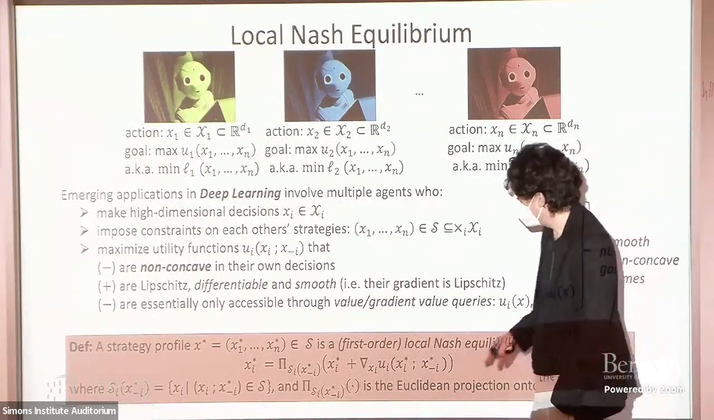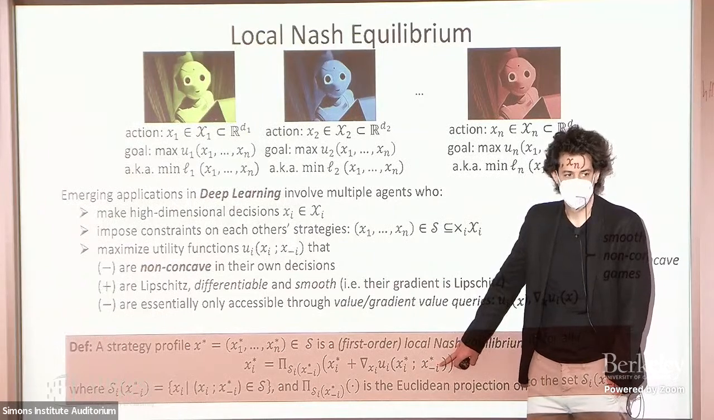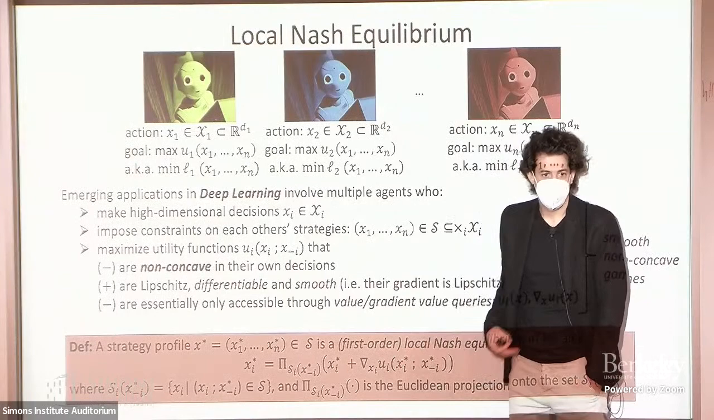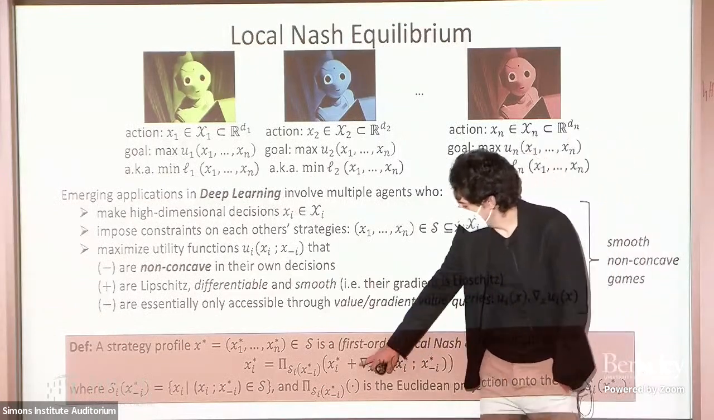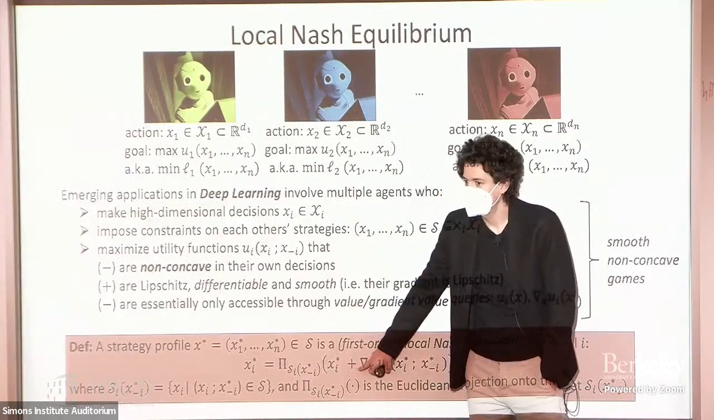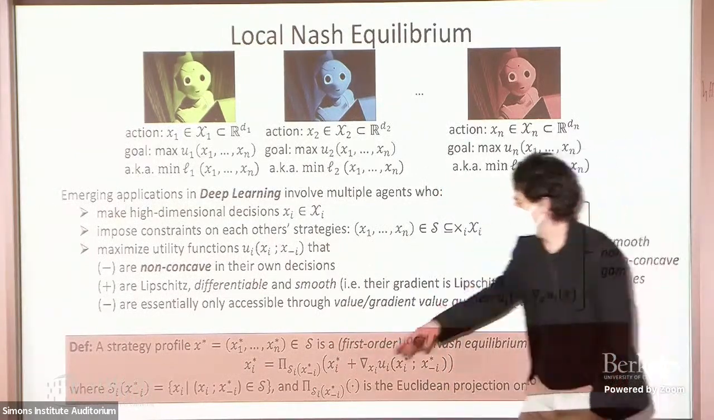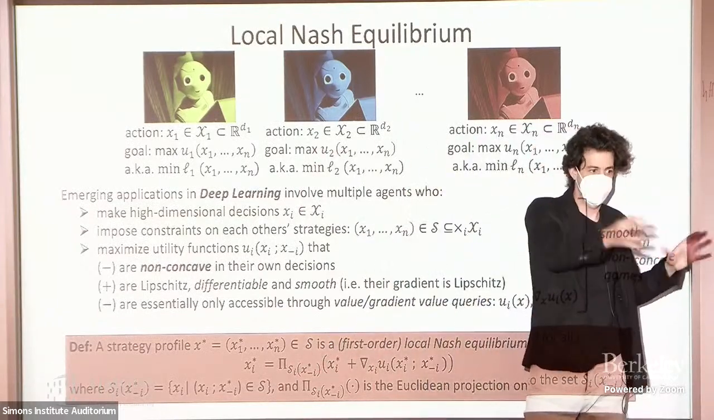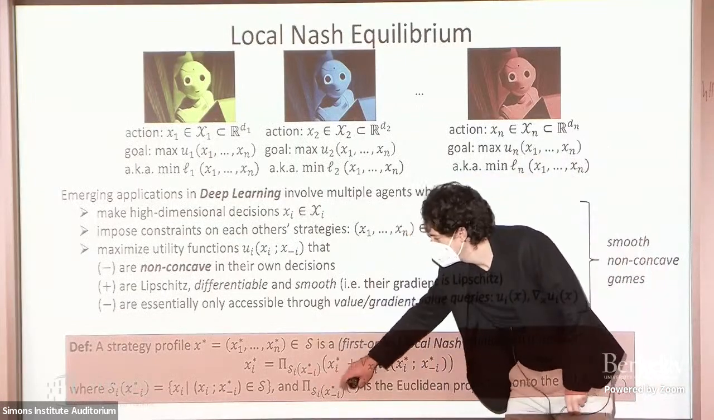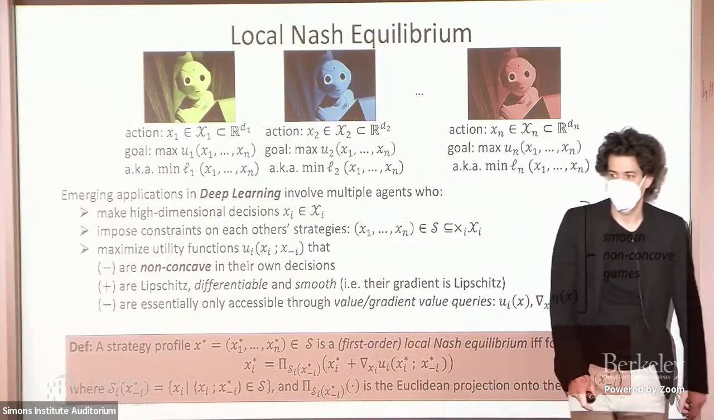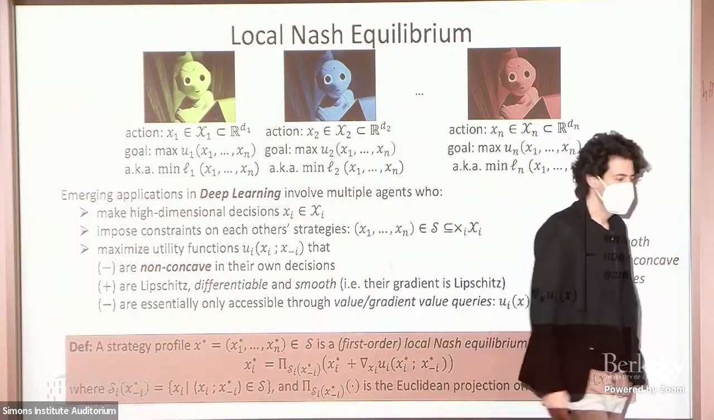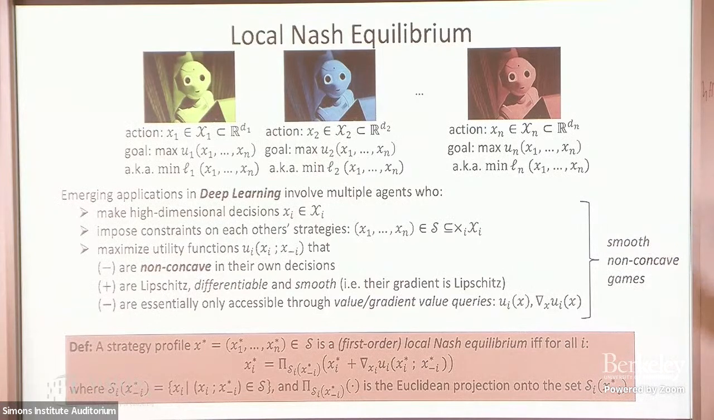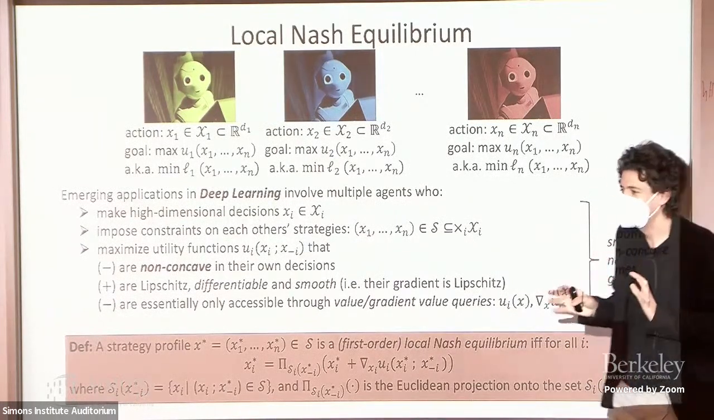So imagine the agent says, okay, let me fix what the other guys are doing. Compute the gradient of my utility where I currently play with respect to my variables. Try to move in that direction. Maybe there is some step in this direction from the current point. And then project back to the constraints imposed by the other people, which is this symbol here. This is the constraints for person I, given the strategies of the others. If that whole mental exercise brings me back to what I'm currently playing, I'm like, with the information that I have, that's reasonable. This is my proposed local Nash equilibrium concept.